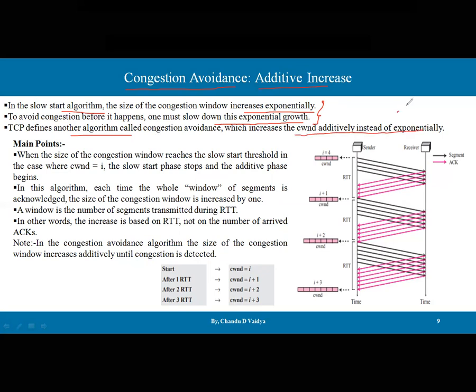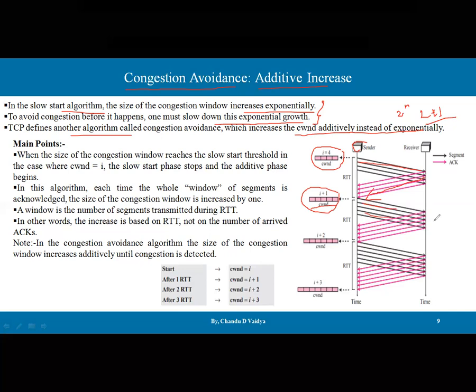So instead of having 2 to the power n growth, it is better to have the additive, that is plus 1. It is better than the 2 to the power n value. In this diagram, initially the congestion window size is, let's say, i = 4. We are sending 4 packets from the sender to the receiver. The receiver receives all 4 packets and acknowledges them. After receiving the acknowledgement, the sender adds 1, so i + 1. Initially the value was 4, now it becomes 5. So the congestion window size will be 5.